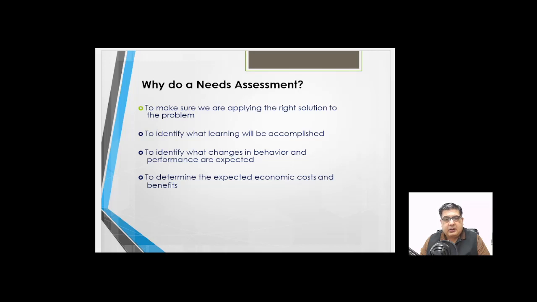It says to make sure we are applying the right solution to the problem. So you see, for the software, there are many options available. In a bakery example, there are many solutions available that a baker can go out and learn how to make a good cake, or how to make the cake look really fancy.